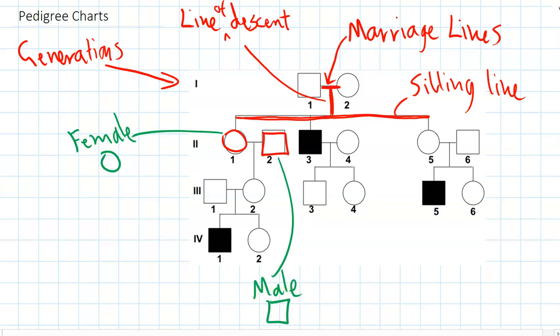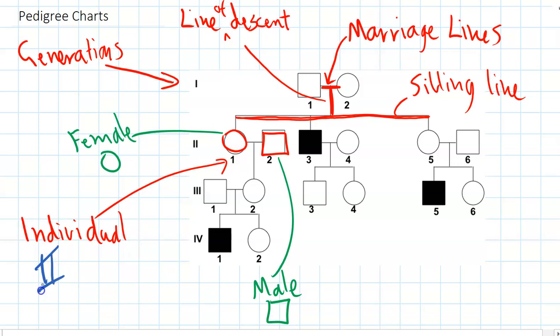So that's pretty easy. We've also got the numbers within the generation, and that's just helping us to identify an individual. So if we say individual 2, 4, that's telling us, okay, they're in generation 2 and it's person number 4. So it's this lady here.